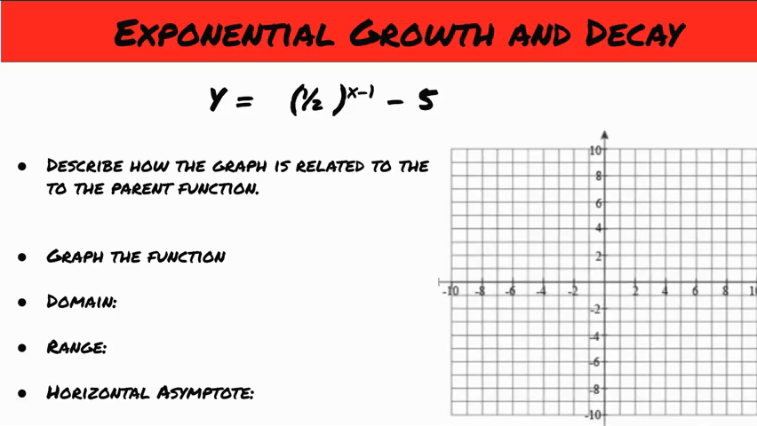How about the domain? All reals all the time for these. X can be anything. So our domain we'll say is all reals. We know that that minus 1 shifts us 1 to the right. The minus 5 shifts us 5 down. Remember that minus 5 also controls our horizontal asymptote. It's at y equals negative 5.